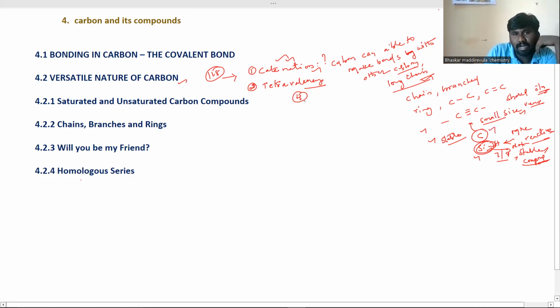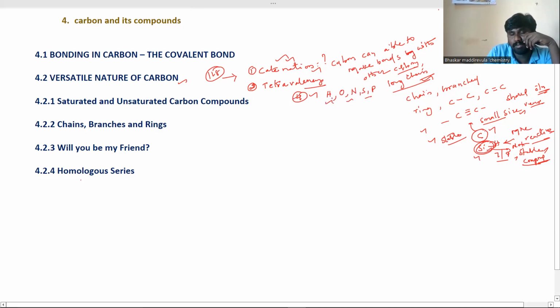Next, tetravalency. Tetravalency is the second reason for the unique nature of carbon. It can form 4 bonds. Because of tetravalency, carbon can make bonds with hydrogen, oxygen, nitrogen, sulfur, and phosphorus, and they will be very strong bonds also.